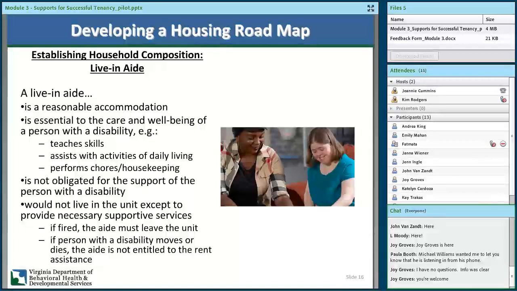If the individual terminates the live-in aide services, the aide has no rights of occupancy and must leave the unit. Likewise, if the person with a disability moves or passes away, the aide is not entitled to the rent assistance as a remaining member of the household.